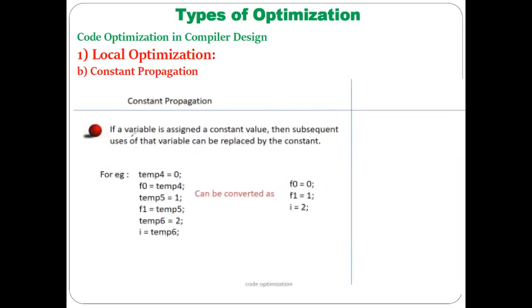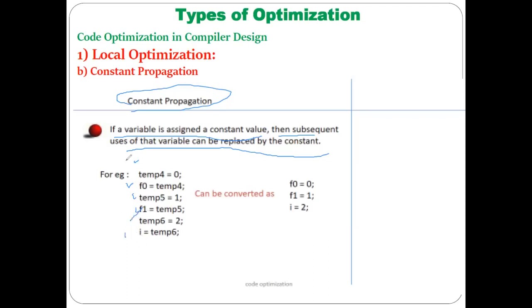Then next we have the constant propagation, that also we have discussed now. If a variable is assigned some constant value, then subsequent use of that variable can be replaced by that constant. Let's see the example. Suppose temp4 equal to 0, then f0 equal to temp4, temp5 equal to 1, f1 equal to temp5, temp6 equal to 2, I equal to temp6.